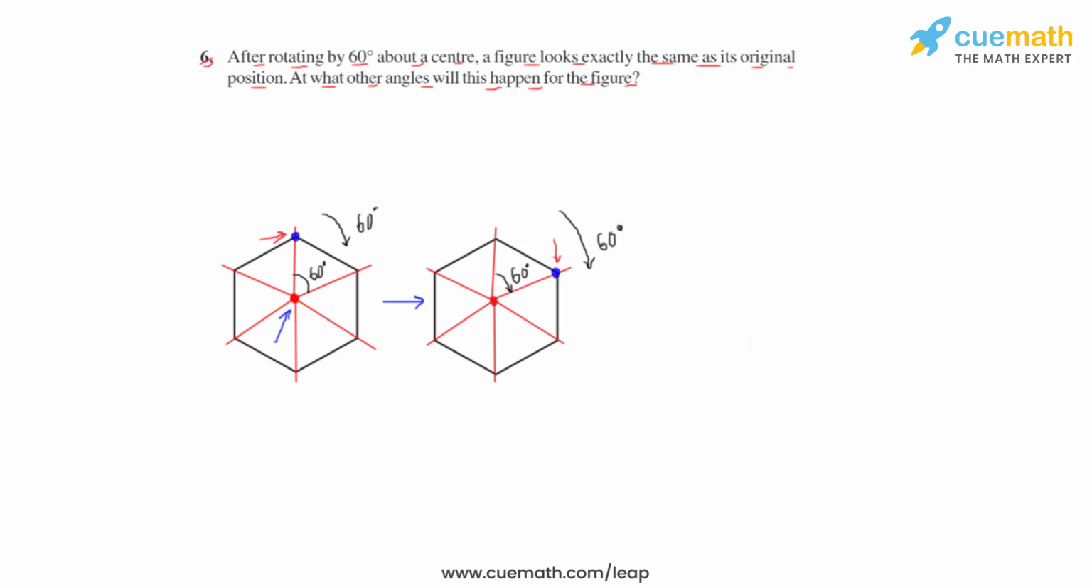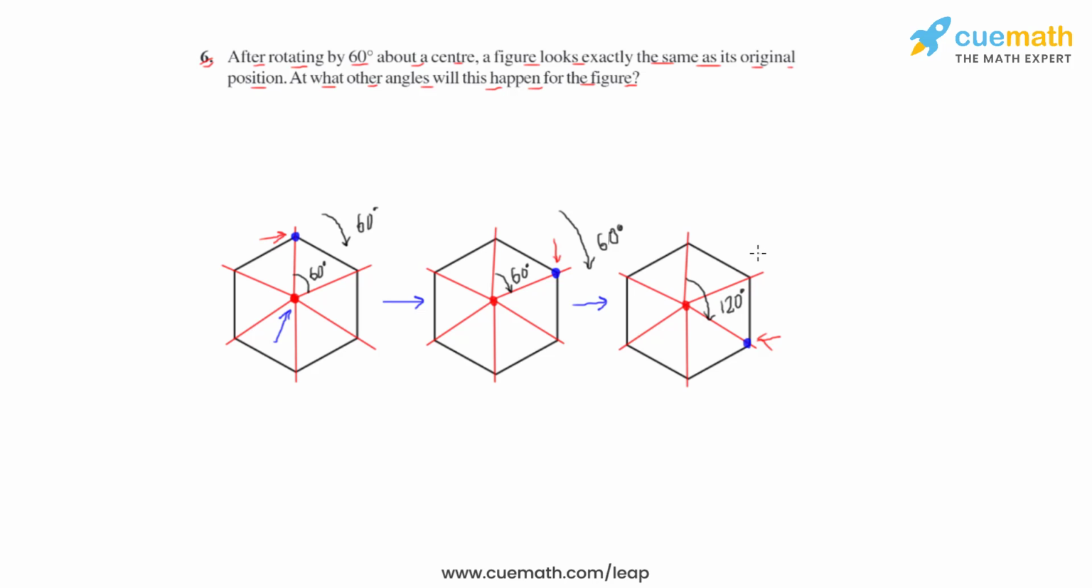Now this will give us this new figure which we have got, and we see that this is the new position of the blue dot which shows us a total rotation of 120 degrees from the initial figure, and it gives us the same figure as we had in the initial figure.